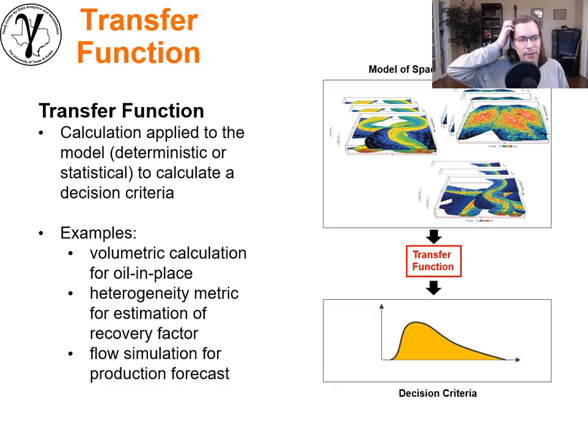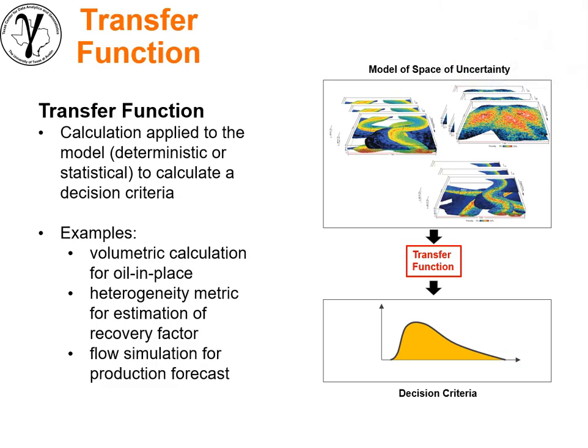Now, what is the transfer function? Let's go ahead and define that more formally. It's the calculation applied to the model. Deterministic, statistical model, it doesn't matter. We're going to apply this transfer function to hopefully all of the models. And so it's what gets us to a decision criterion.